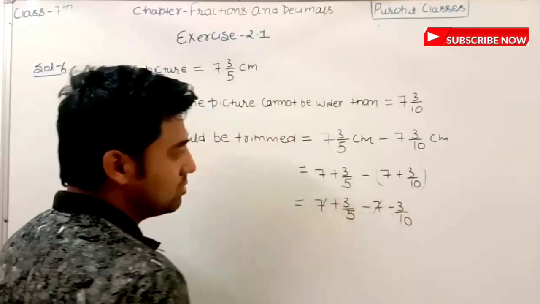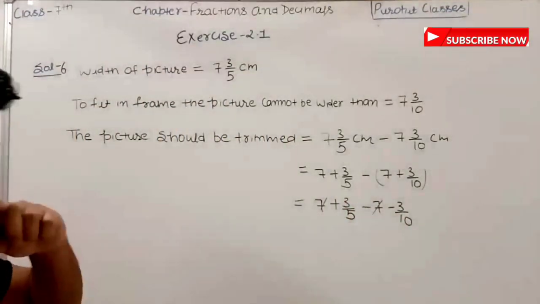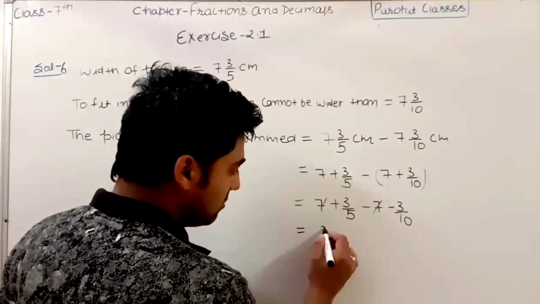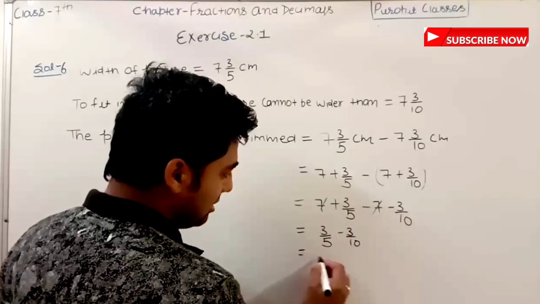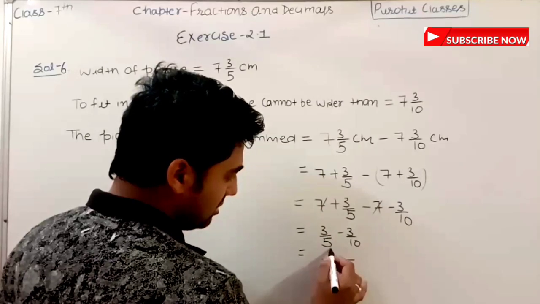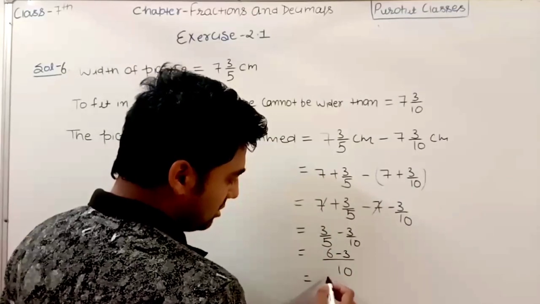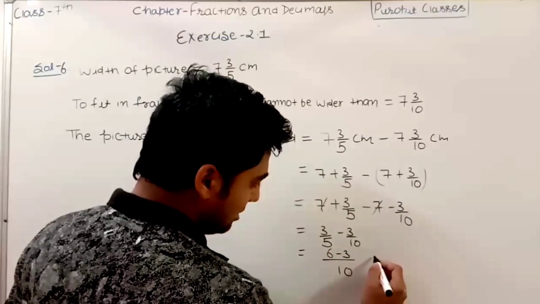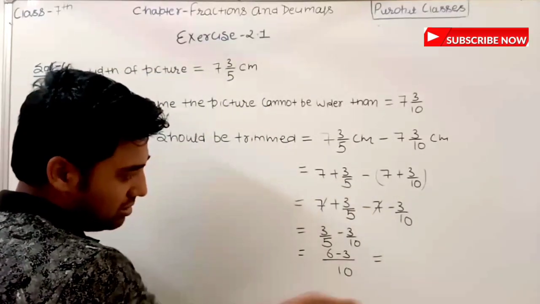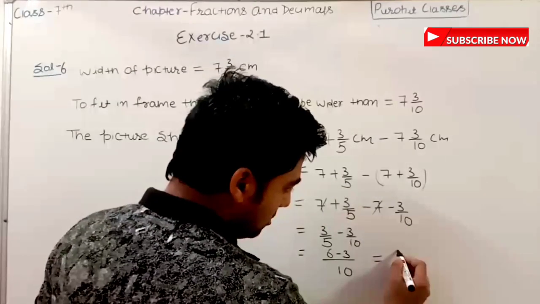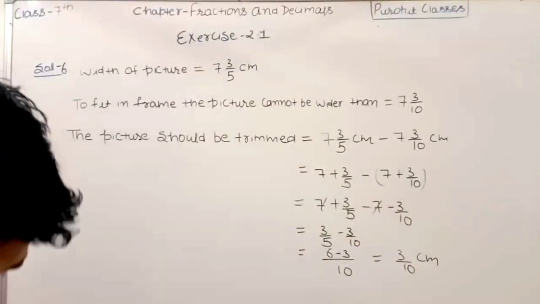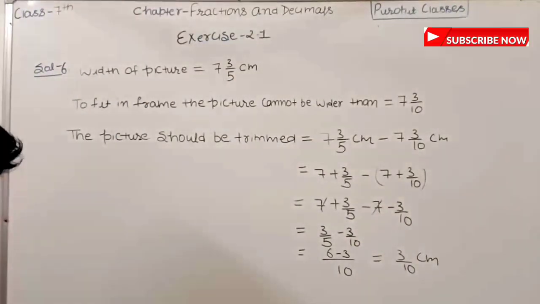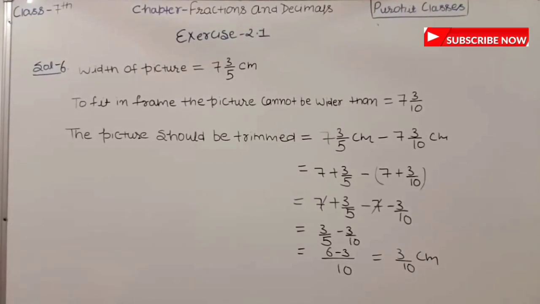These two will cancel out because this is positive 7, negative 7. So we remain with 3 by 5 minus 3 by 10. Simply the LCM will be 10. This will be 6 minus 3. The answer will be, here I am writing the answer because I don't think it will be visible up to here, 3 by 10, and the unit will be centimeter. Understood? Okay, pause the video and note it down.